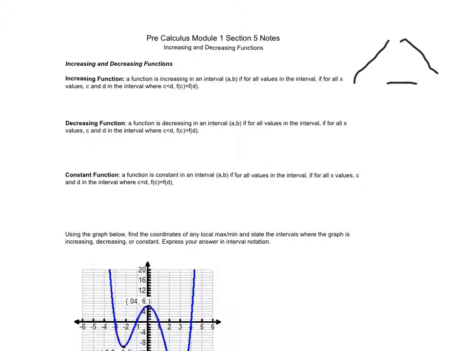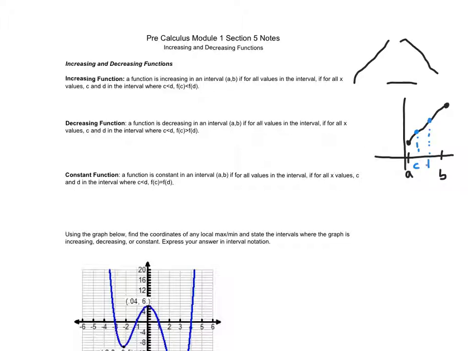Now, the official definition says a function is increasing in an interval, a b, if for all x values c and d in the interval, if c is less than d, then f of c is less than f of d. So, a long, complicated definition to essentially say this: if I have some interval, a to b, and the function is going up in that interval the whole time, so it's increasing, that means no matter what 2 points I pick in this interval, let's say I pick this point, which is c, and this point, which is d.